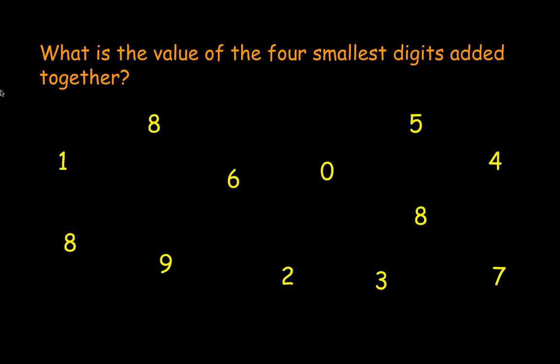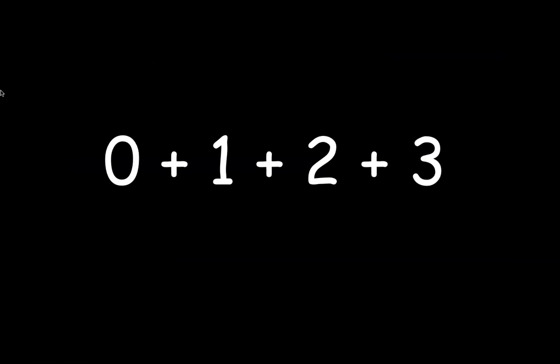What is the value of the 4 smallest digits added together? If you want to pause the video, do that before you get your answer. I'm going to go straight ahead. Well, it's 0 plus 1 plus 2 plus 3. Those are the 4 smallest digits that you could see. And when you add them up, you get 6.